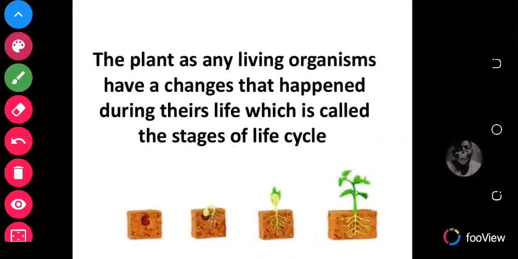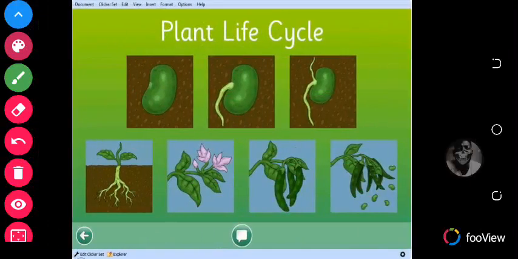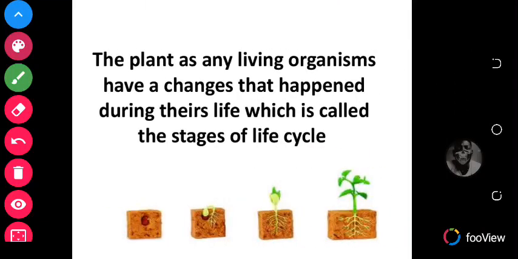So, basically, when we talk about a life cycle, it is a series of stages through which an organism passes from the start of life to its death. So it's the beginning of life, the series of stages or what happens to an organism from the beginning of its life to its death. So this time around we are looking at the plant's life cycle, or the life cycle of a plant.